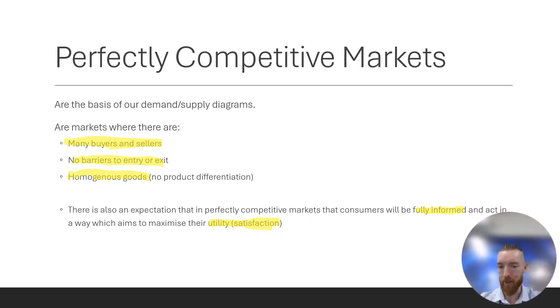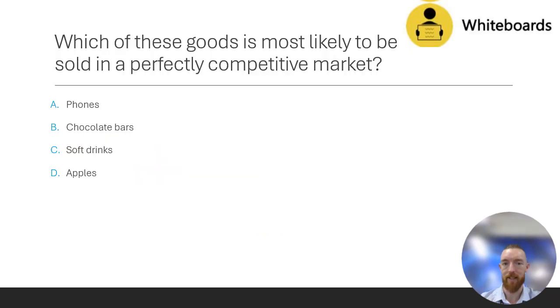So let's check how well you understand perfectly competitive markets. Which of these goods is most likely to be sold in a perfectly competitive market? I'll give you 20 seconds. Really need some hold music here, like do do do do do.